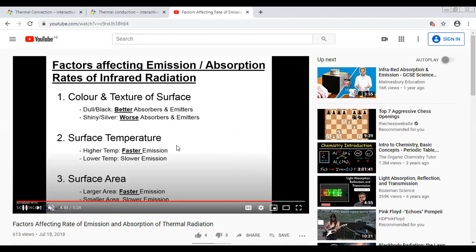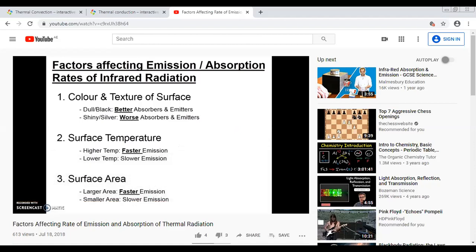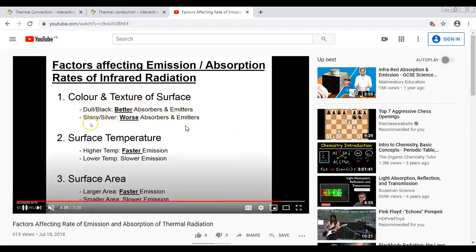Now the conclusion of all: we have three factors that affect the emitting and absorbing, or the rate of infrared radiation. Color and texture: dull black surfaces are better absorbers and emitters of radiation, shiny silver surfaces are bad at absorbing and emitting radiation. Surface temperature: high temperature is faster in emitting radiation, low temperature is slower. Surface area: large surface area is faster in emitting radiation, smaller surface area is slower. Return back to our slides.